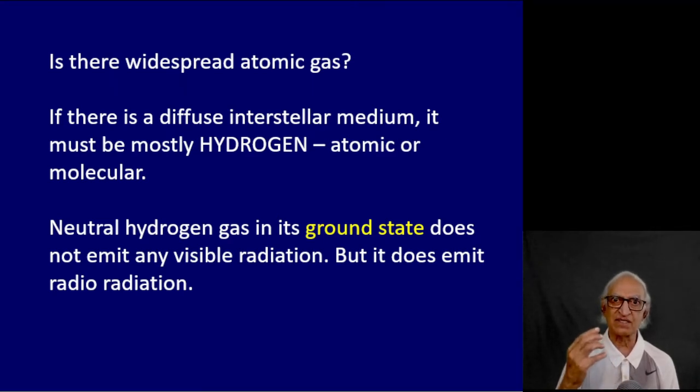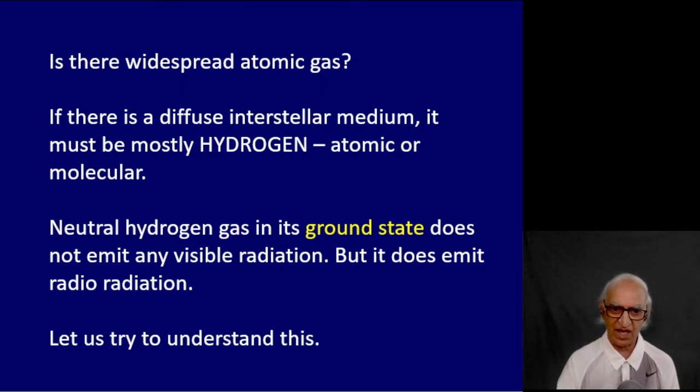Neutral hydrogen gas in the ground state does not emit any radiation, certainly not any visible radiation. But it does emit radio radiation. Let's try to understand why a hydrogen atom in the ground state emits radiation. It has no business emitting radiation when it's in the ground state, according to the Bohr model of the atom.